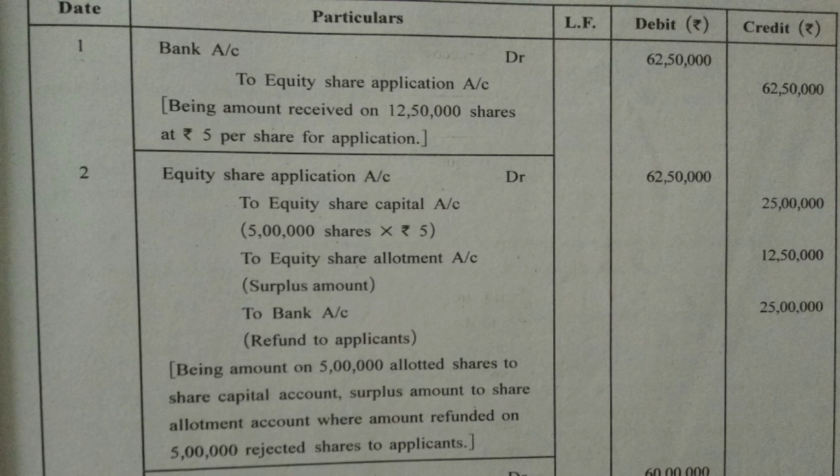Let us read the narration. Being amount on 5 lakh allotted shares to share capital account, surplus amount to share allotment account, where amount refunded on 5 lakh rejected to applicants. Alright.